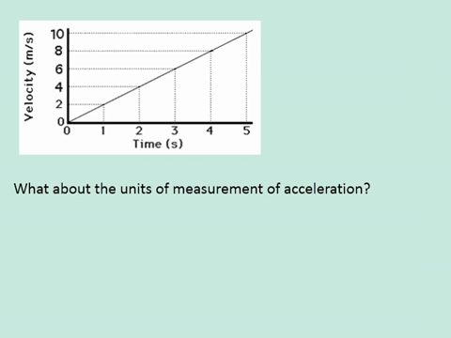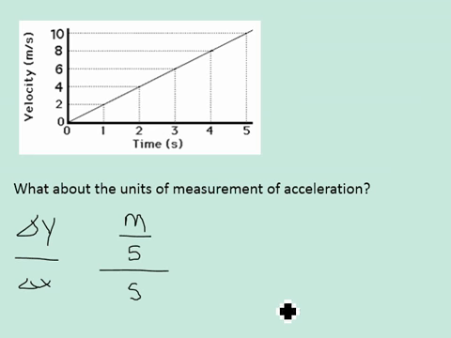All right, what about the units of measurement for acceleration? These are odd, probably something that you want to get used to. So let's look first of all at our slope. Our slope, remember, is change in y over change in x. So let's look at our units of measurement. On our y-axis, we have the units of velocity, which are meters per second. On our x-axis, we have units of seconds for time. And it tells us that our slope tells us we change so many meters per second every second.